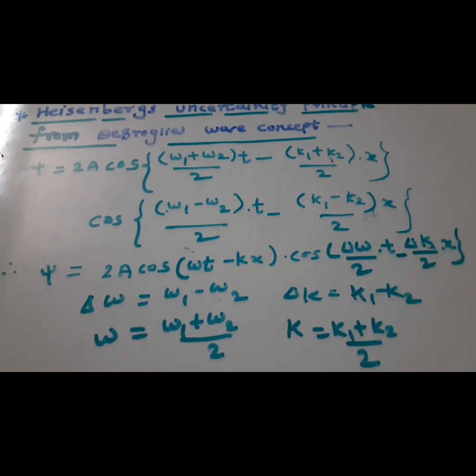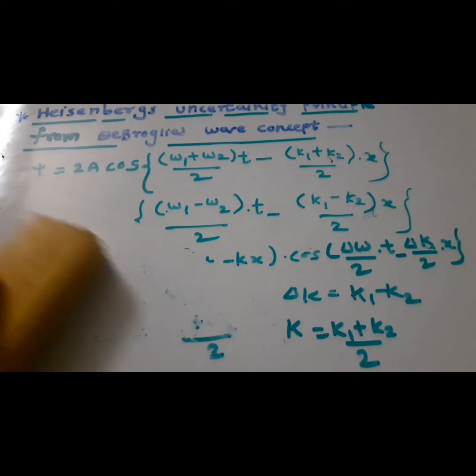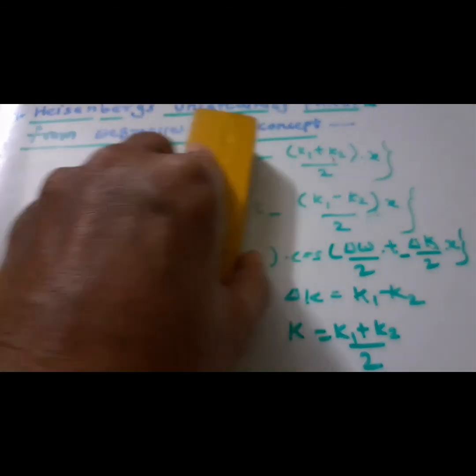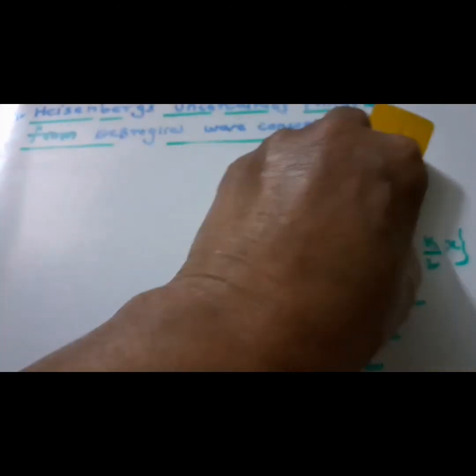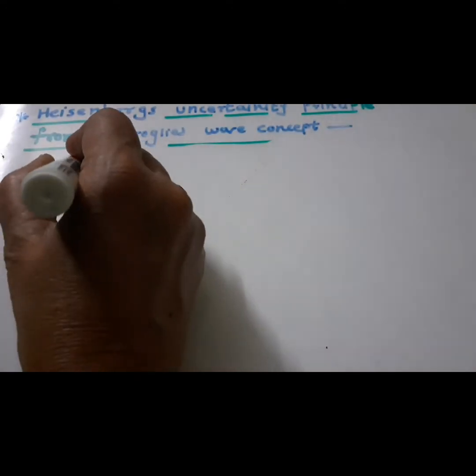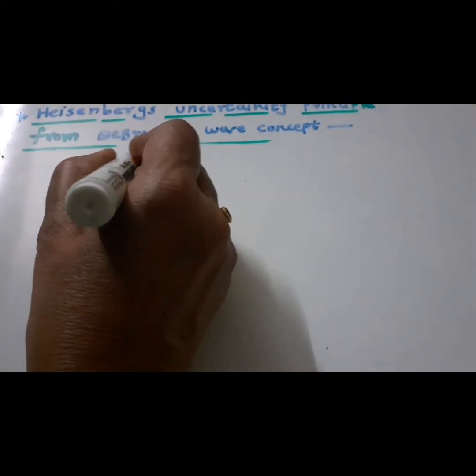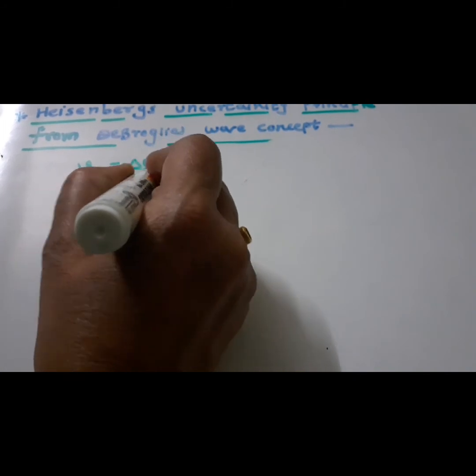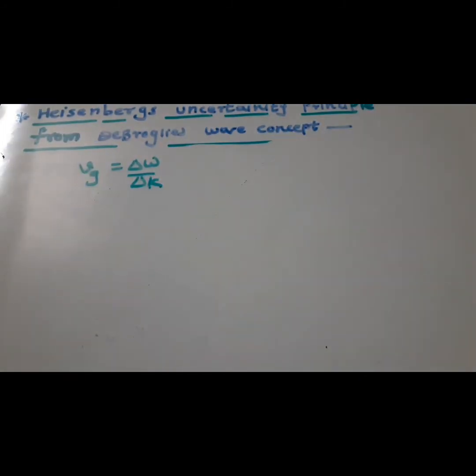But we know that group velocity Vg, in the last lecture we already studied the point, that is the group velocity, phase velocity, etc. Then already we know that group velocity Vg is equal to delta omega upon delta k. Now the fundamental error in the measurement of the position of the particle is equal to the distance between the two consecutive nodes.